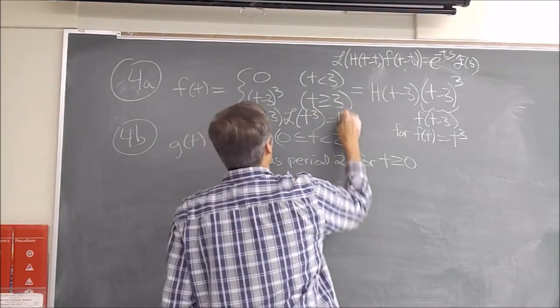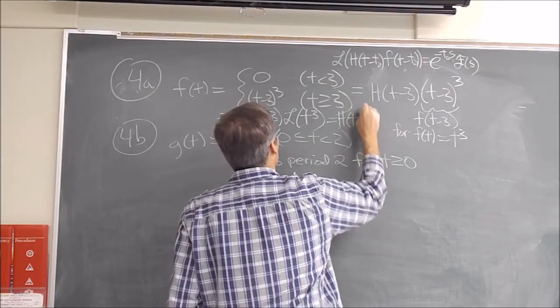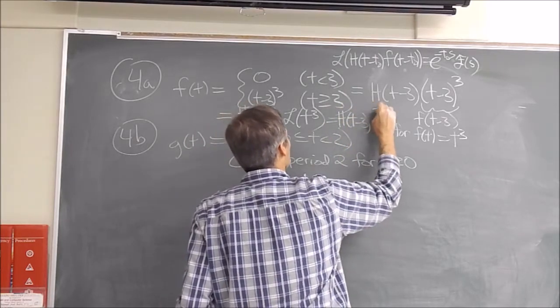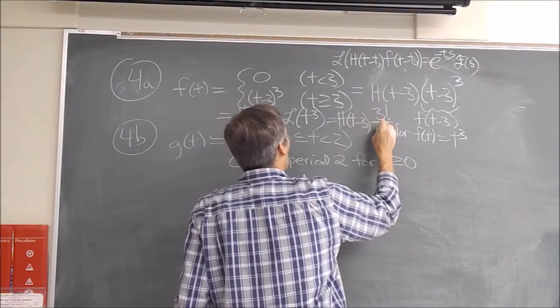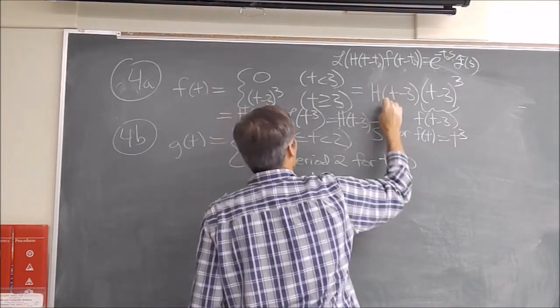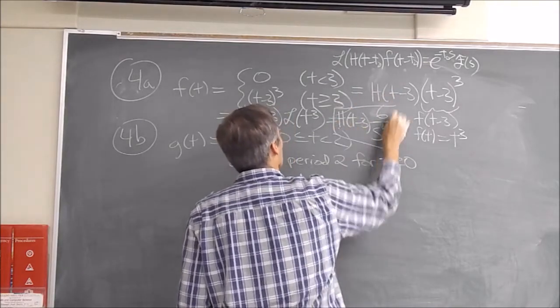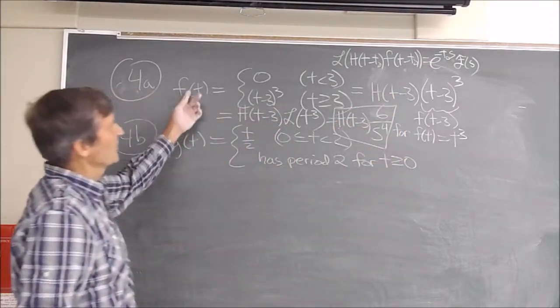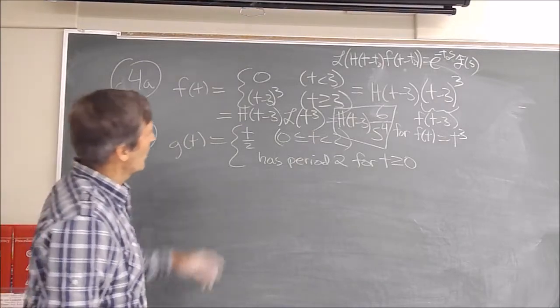So this one, t cubed, has transform 3 factorial over s to the 4. And we can replace 3 factorial with 6. And there's the Laplace transform of this function. A little harder one here.